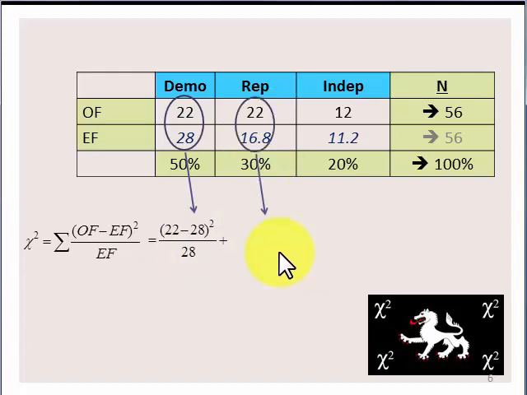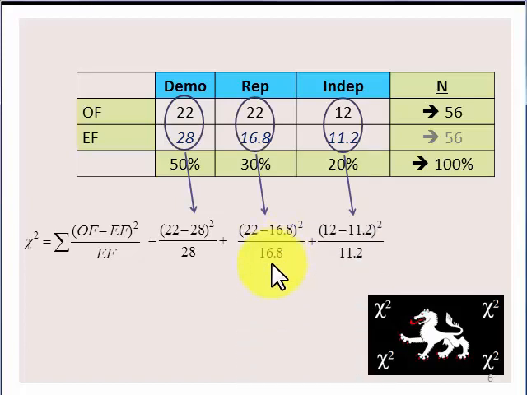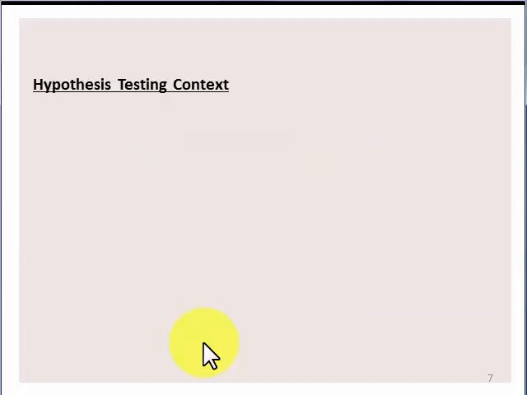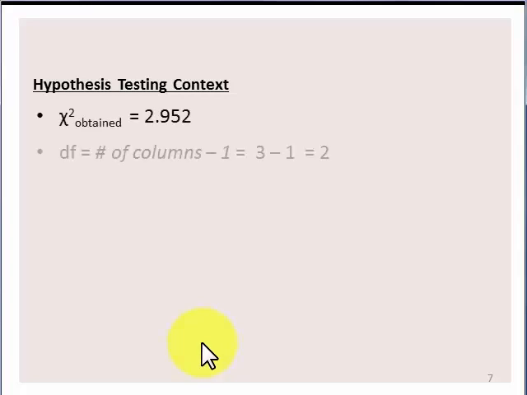Time's up! You should get 22 minus 16.8 divided by 16.8, etc. So now, do you feel the excitement building? You need to resolve each of these, simplify, and then if you add these up, ta-da! You get your chi-squared value, the obtained value.